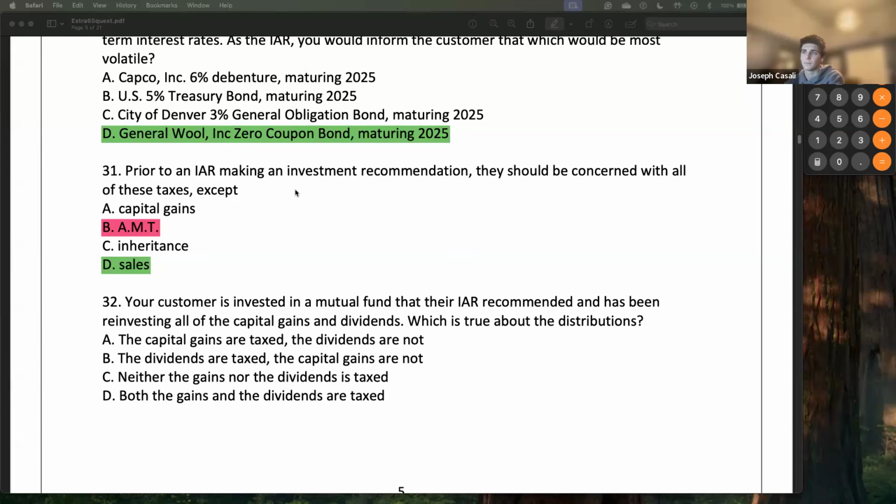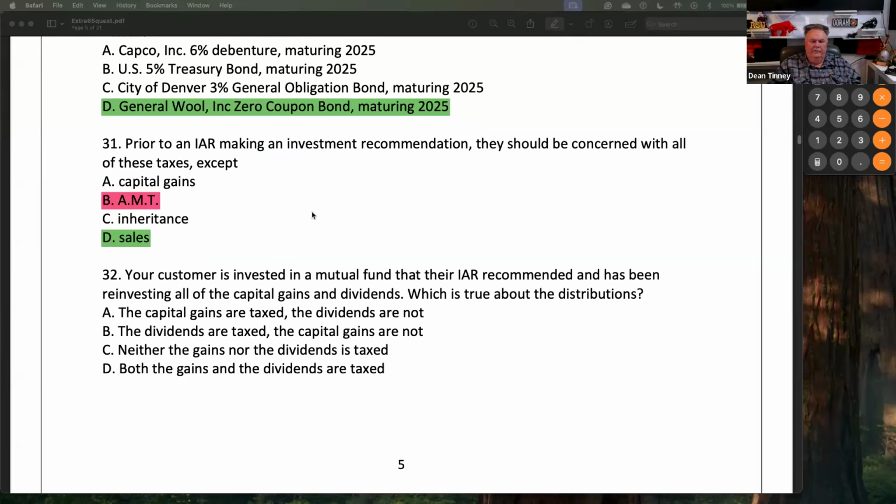Okay, your customer invests in a mutual fund that the IAR recommended, which has been reinvesting all the capital gains and dividends. Very testable. These are called DRIPs, dividend reinvestment programs, where the mutual fund says, hey, Joseph, if you don't need the money, we'll just go ahead and buy you some more fund shares. Which is true of these distributions? Very much a test question.